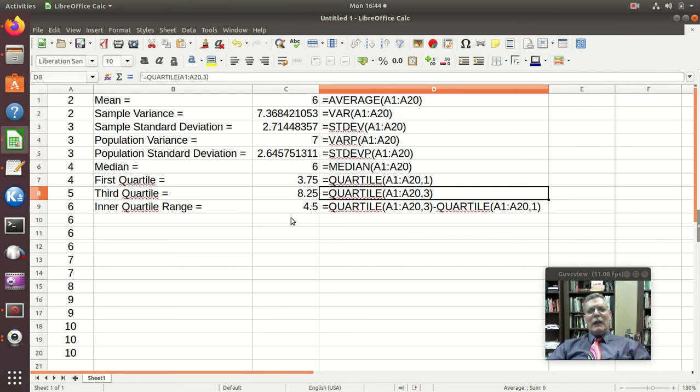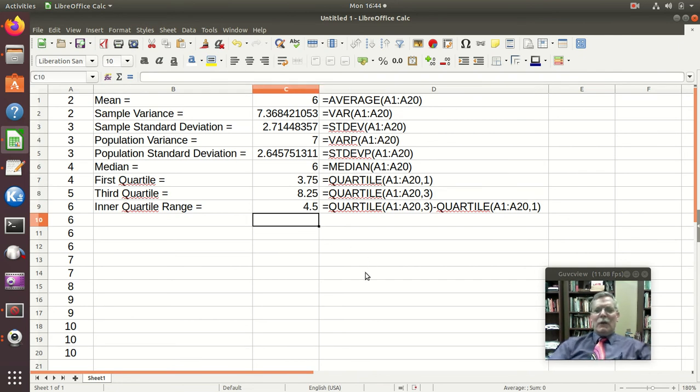Now another thing I could do to get that 4.5 would be simply, since I've already calculated the third and first quartile, I could take the third quartile, which is that number, minus the first quartile, which is that number, and hit enter, and I get a 4.5. So that's another perfectly fine way to get it: once you get the two quartiles, do them separately, and then do that subtraction, or just do it all at once this way.